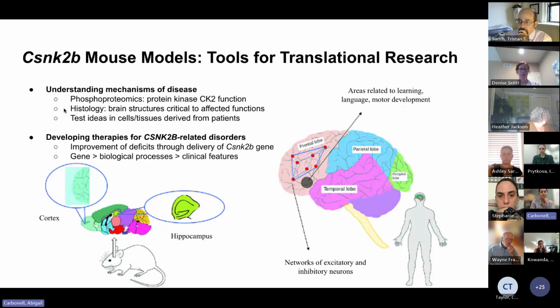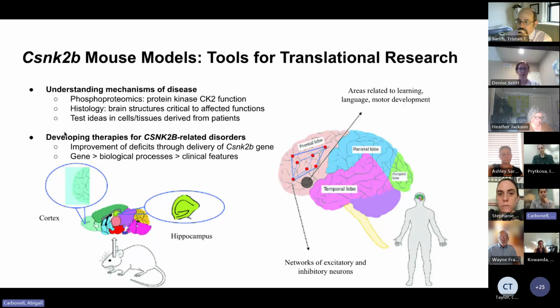We can also get brain tissue and test what the brain structures look like in these mice that are missing CSNK2B to see whether perhaps these areas look different in cortex and hippocampus that are related to these behaviors and these signs of seizure susceptibility that we're seeing, and also test those ideas in patient-derived tissue.